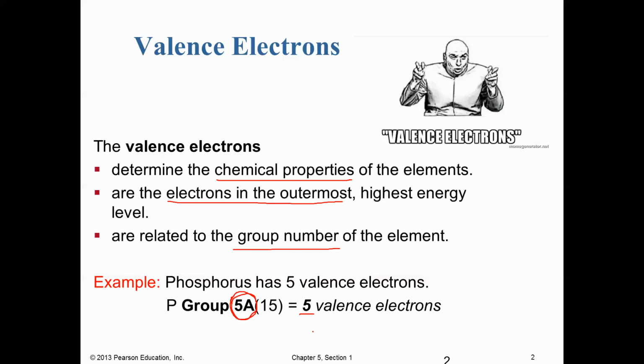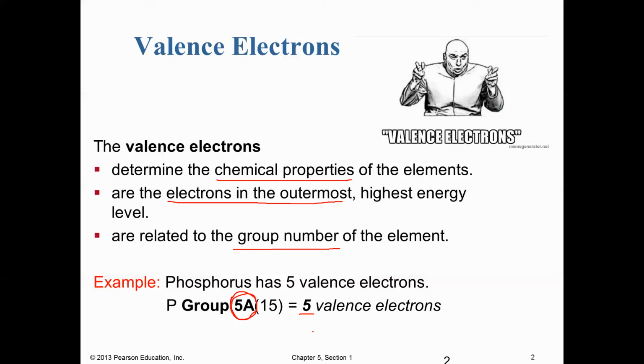We do have just one exception to the rule, and that one exception is helium. Helium's at the top of group 8A, yet it only has 2 valence electrons. All the other elements in group 8A have 8 valence electrons, but helium just has 2. And all the other elements will match the A numbers except for helium.